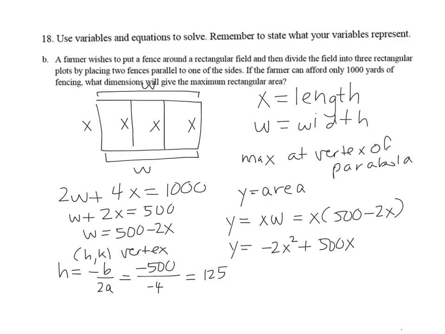So that's the x of the vertex, which is also the x in my diagram, or the length of those sides of fencing. The question asks me for the dimensions, so I need to find the width, w. The width is 500 minus 2 times x, or in this case 500 minus 2 times 125, and that gives me 250. So the dimensions of the rectangle with maximum area would be 125 yards by 250 yards.